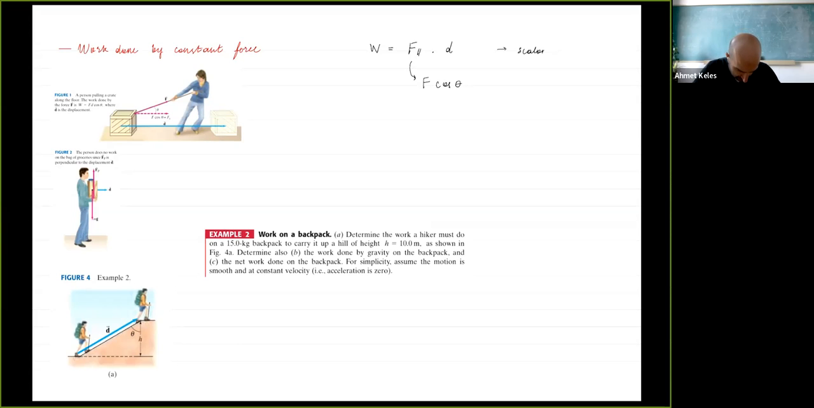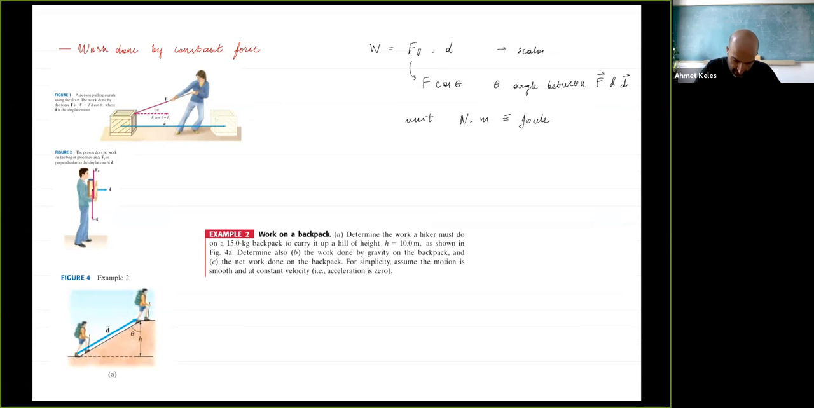Theta is the angle between the force vector F and the displacement vector D. And of course, there's a unit for this, because force is in Newtons and displacement is in meters, and this unit is generally called the joule.